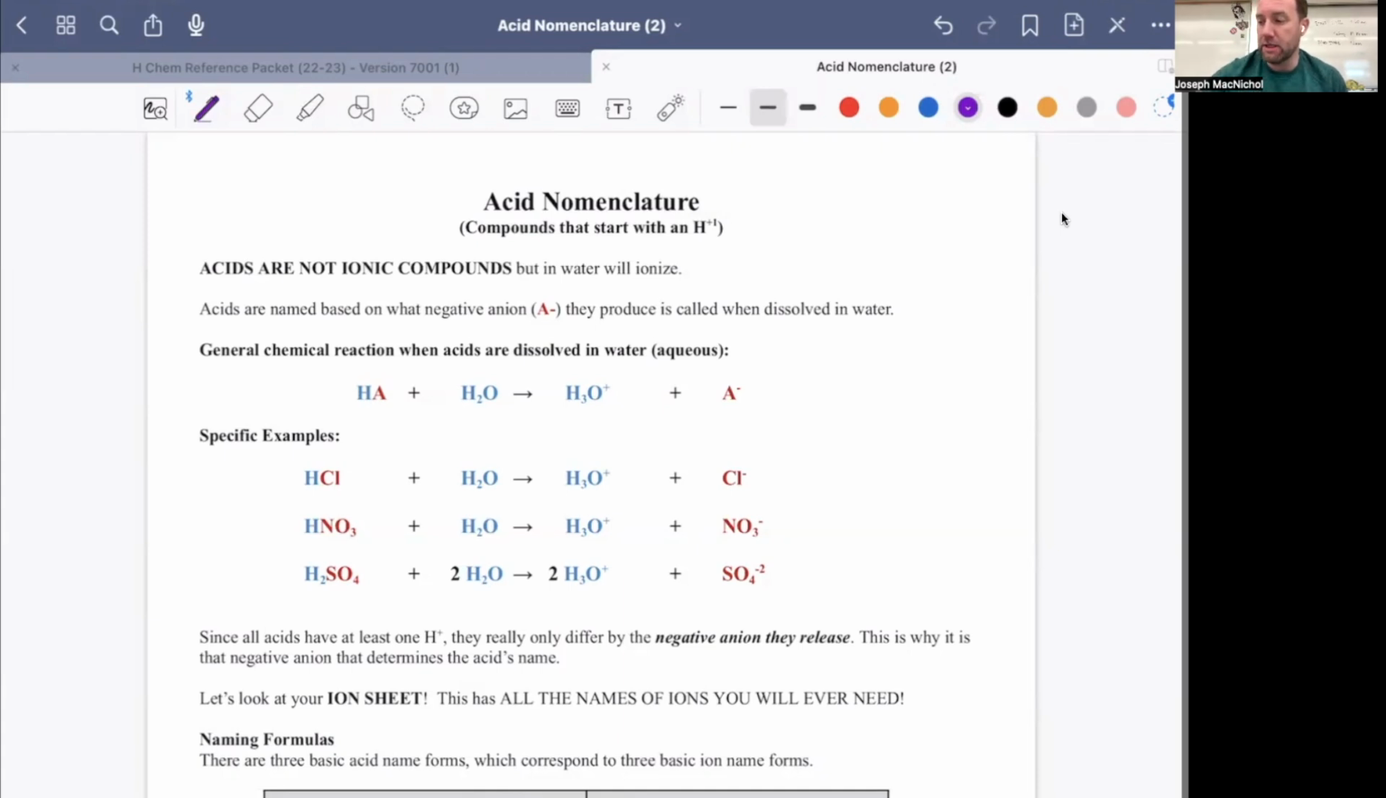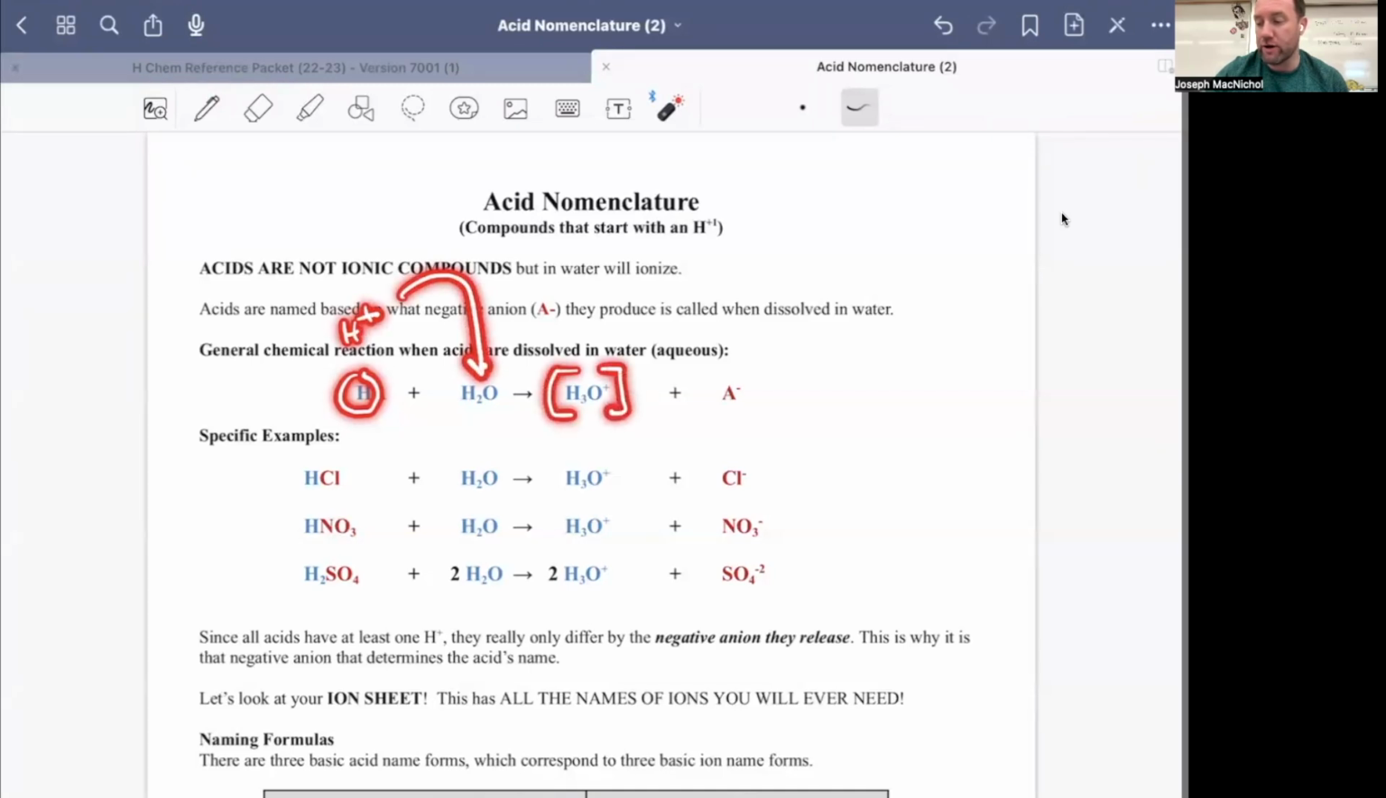An acid is a molecular compound that begins with a hydrogen and has a bunch of other nonmetals. But weirdly, acids will ionize. So when you put them in water, they break up. And that proton, the H+ from the acid, will go over to water to make this ion we call hydronium. And then the negative anion will just be an aqueous ion floating around in the solution.